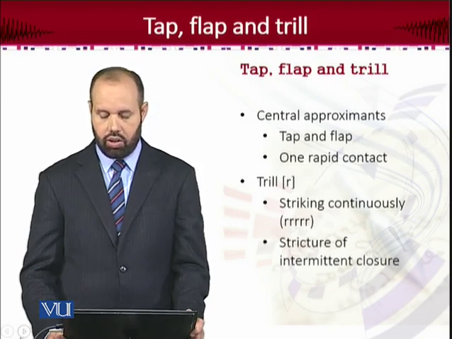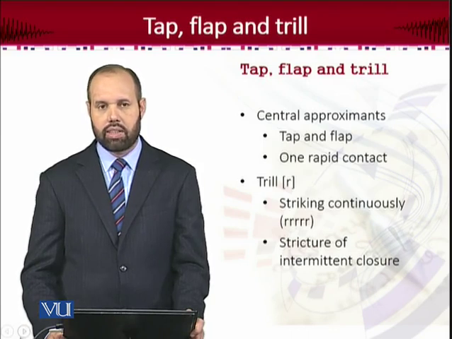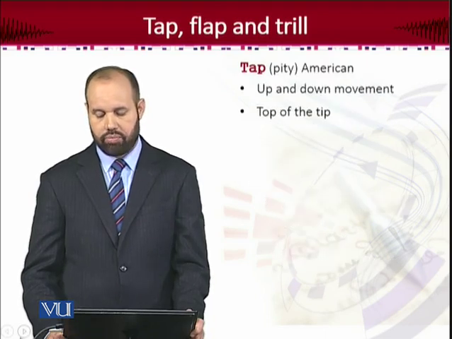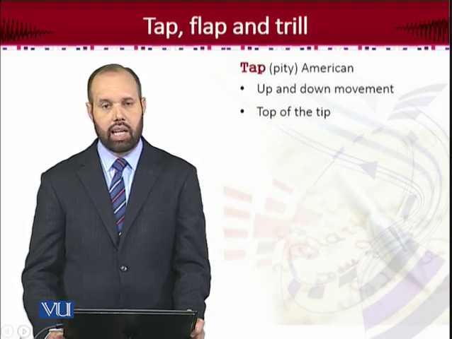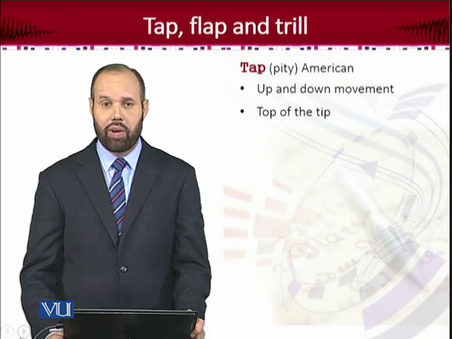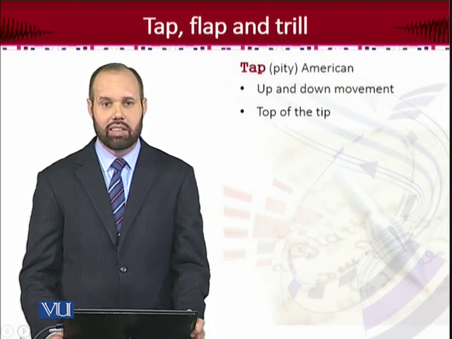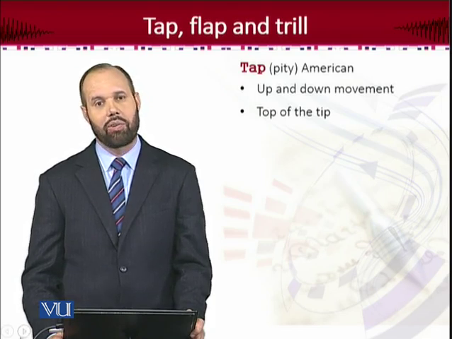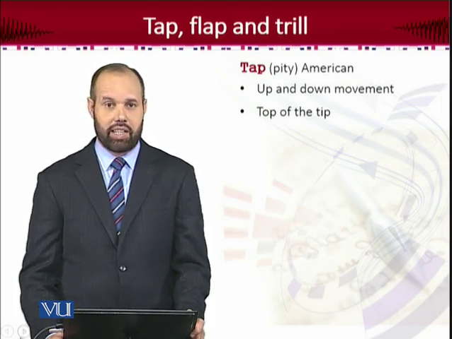And the stricture of intermittent closure, right? That's the intermittent closure which is created, and stricture is created. And then the result is the trill sound. I can now give you examples for these sounds. Tap, like in the American pronunciation of pere, right? Although this is a t sound, it is pronounced like r, but that r has only one single contact between the tip of your tongue and your alveolar ridge, right? So this is pere, right?